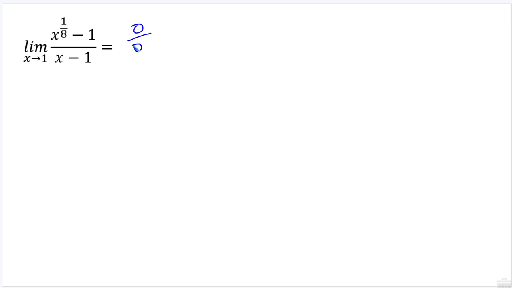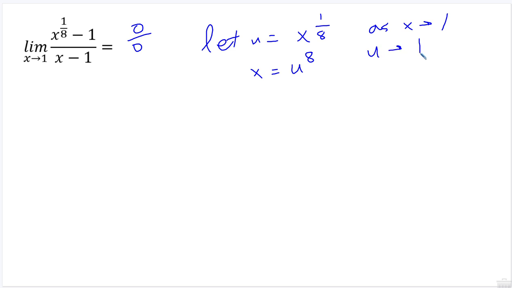So we're going to just let u equal x to the 1/8. And if u is equal to x to the 1/8, then we should be able to see that x is equal to u to the 8th, right? If we raise both of those things to the power of 8, u to the 8th and x to the 1/8 to the 8th, we end up with x equals u to the 8th. And as x approaches 1, that means u is also going to approach 1 because, well, if x is approaching 1, right, 1 to the 1/8 is still 1, so u must also be approaching 1.